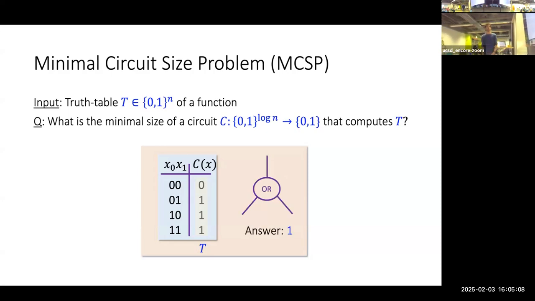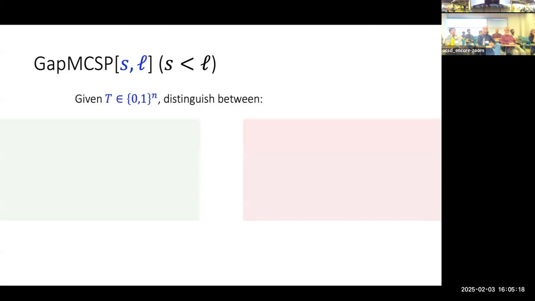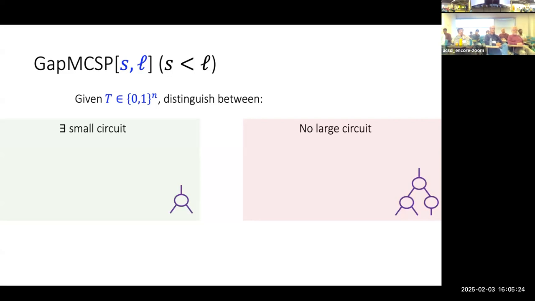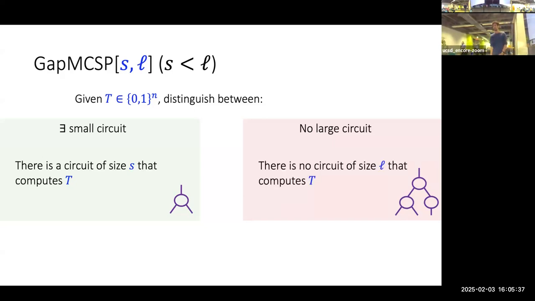And we can also define a gap version of this problem, in which we have two parameters, S and L, where S is small and L is large. We get as input a string T, and we need to distinguish between two cases. The yes case, in which there is a small circuit that computes the function described by T, and the no case, in which there is no large circuit that computes this function. So in the yes case, there is a circuit of size S that computes T. In the no case, there is no circuit of size L that computes it.